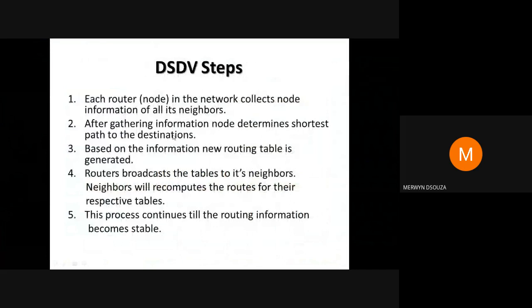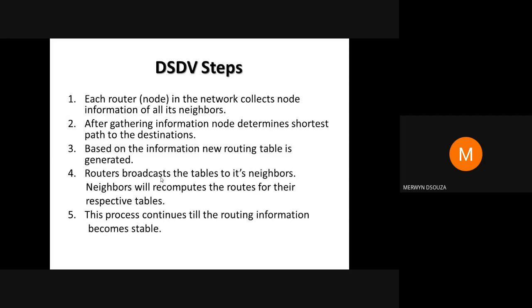Okay, you can just go through the steps that I've just mentioned to you, how that table is generated. Once this table has been generated, it can be sent across by each node to its neighbors. Based on this table exchange, each neighbor will recompute their routes for the entire network. Then you keep doing this till the changes stop finally.